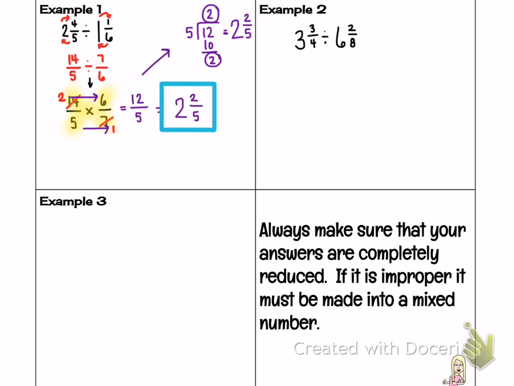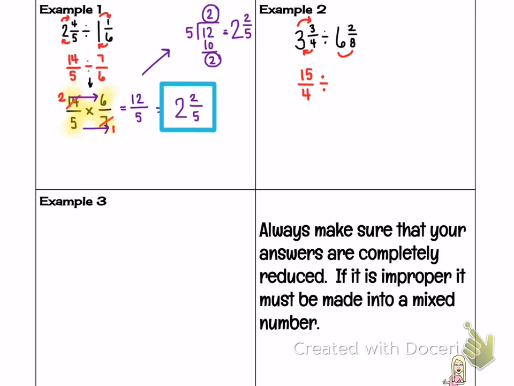Okay, welcome back. Remember, the first step is to change it to A over B form. 4 times 3 is 12. 12 plus 3 is 15. So I have 15 over 4. It's still a division problem because I haven't changed anything yet.